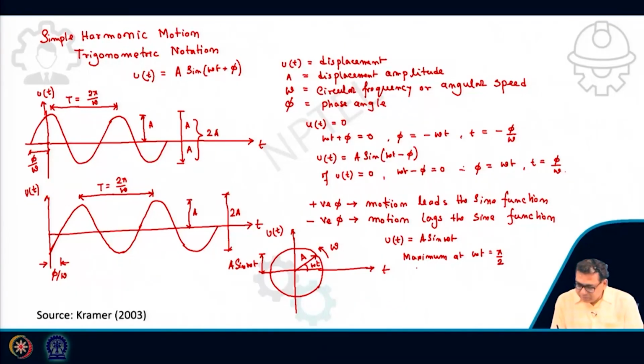Now if you go to omega t is equal to pi, it will be 0, that means this u will be 0. Then it will be again maximum at omega t is equal to 3 pi by 2. Then again at 2 pi it will be 0, and then it will complete the cycle. Again it will go in the same way, so here it will be basically positive, negative, then positive.